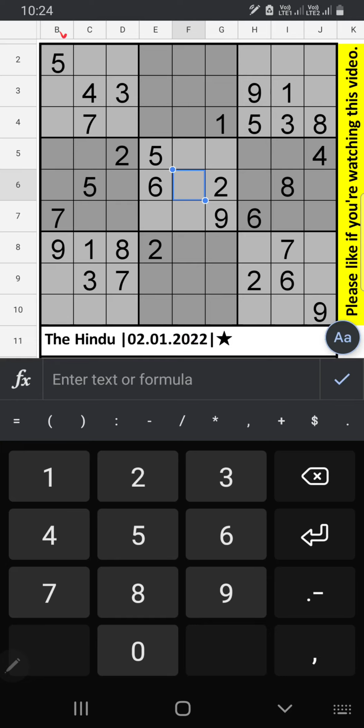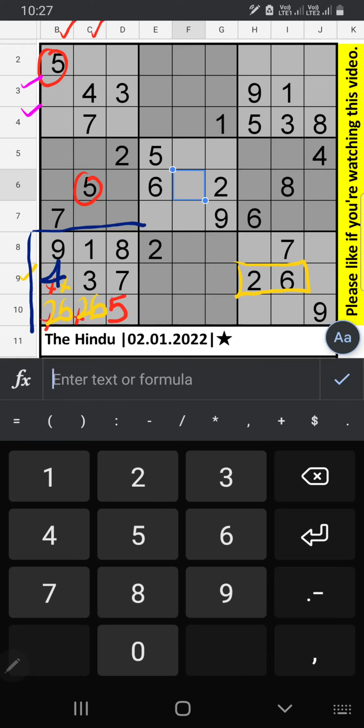Column B, column C, we have 5. So 5 can't come in these cells. 5 is here. In the 9th row, we have 2, 6. 2, 6 can't come in these cells. 2, 6 will come below in any one of the cells. In the 7th grid, only one number is remaining. Number 4, 4 is confirmed here.